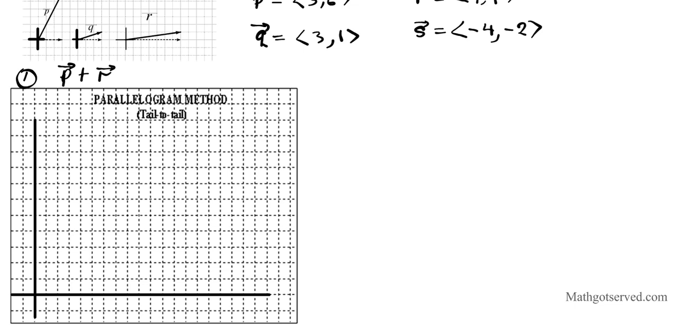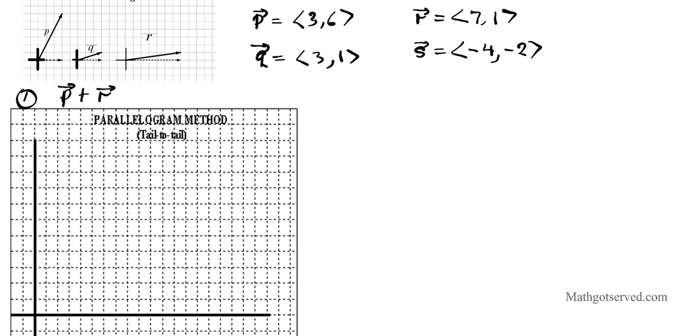Let's start by graphing vector P. Vector P is 3 units to the right and 6 units up. Starting from the origin, we go 1, 2, 3 to the right, and then up 1, 2, 3, 4, 5, 6. So there goes the tip of vector P. Let's go ahead and draw the vector. So this right here is vector P. Now we're going to draw the next vector, but let's label this first so we don't get confused. This is vector P.